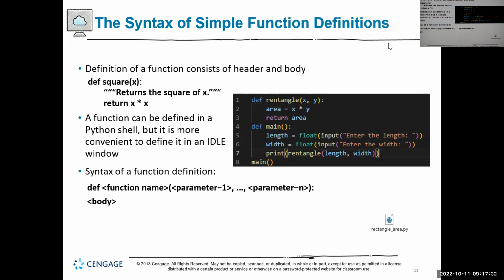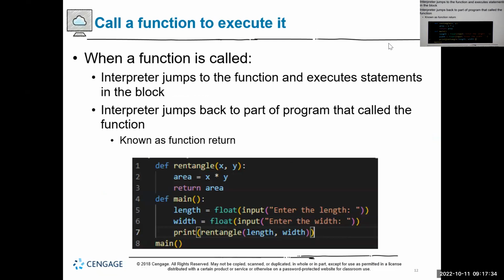Parameter here. So when a function is called, the interpreter will jump to the function and execute the statements in the block, and then the interpreter jumps back to the part of the program that called the function. That is known as a function return. So think about this one.